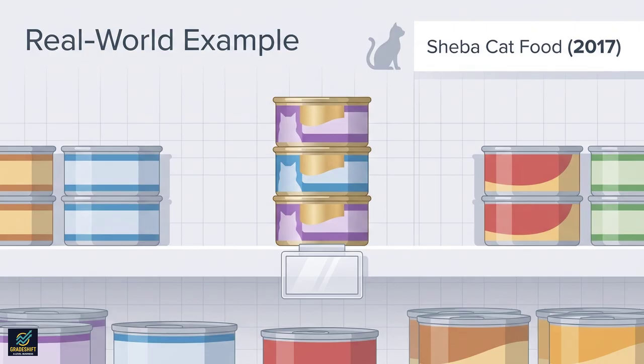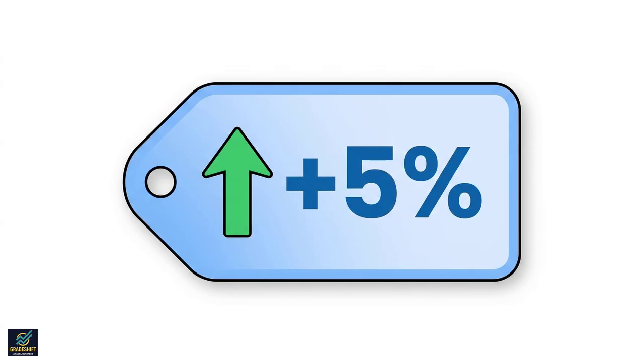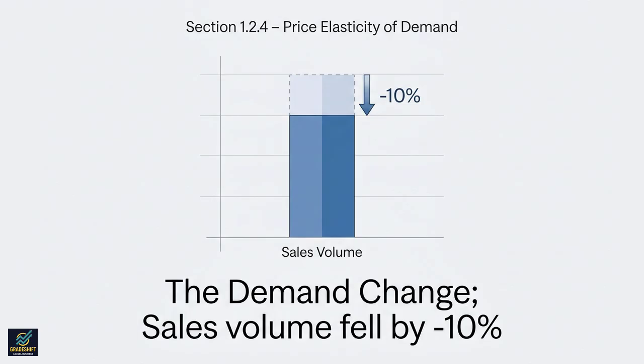In 2017, the popular pet food brand Shiba decided to alter its pricing strategy in the supermarket. Shiba implemented a price increase of exactly 5% across its product range. As expected by the law of demand, this increase in price led to a noticeable reaction from their customer base. Following the 5% price increase, Shiba's sales volumes fell by 10%. Consumers either switched to cheaper alternative brands or simply bought less cat food overall during their weekly shop.